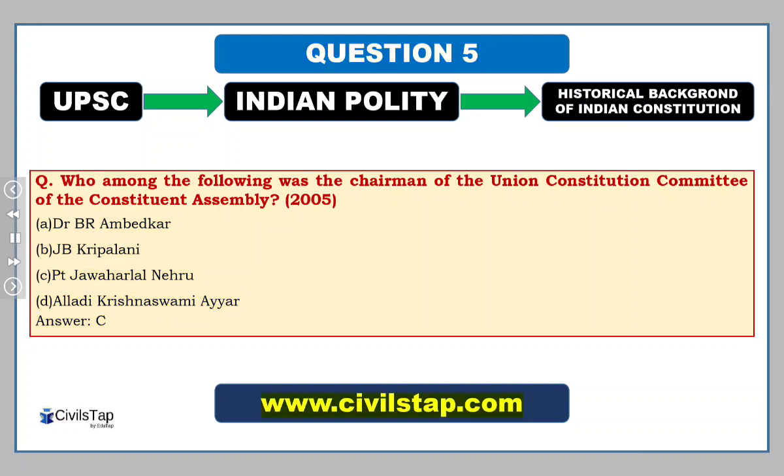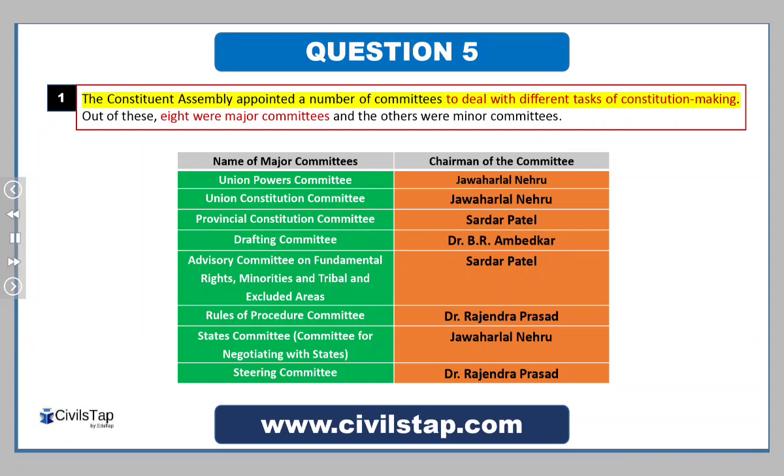Question 5. UPSC Indian Polity, Historical Background of the Indian Constitution. The Constituent Assembly appointed a number of committees to deal with different tasks of constitution making. Out of these, 8 were major committees and the others were minor committees.